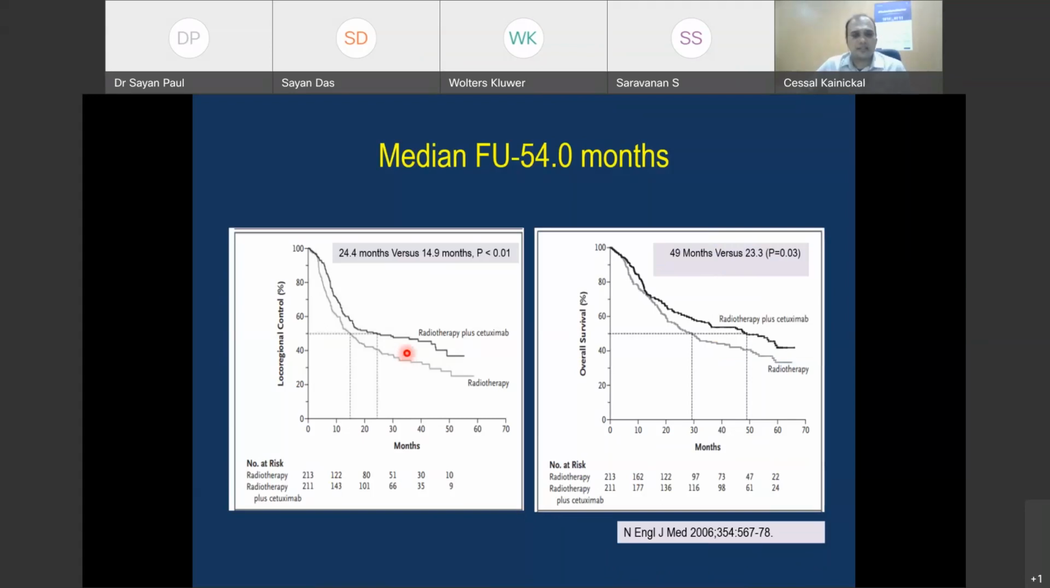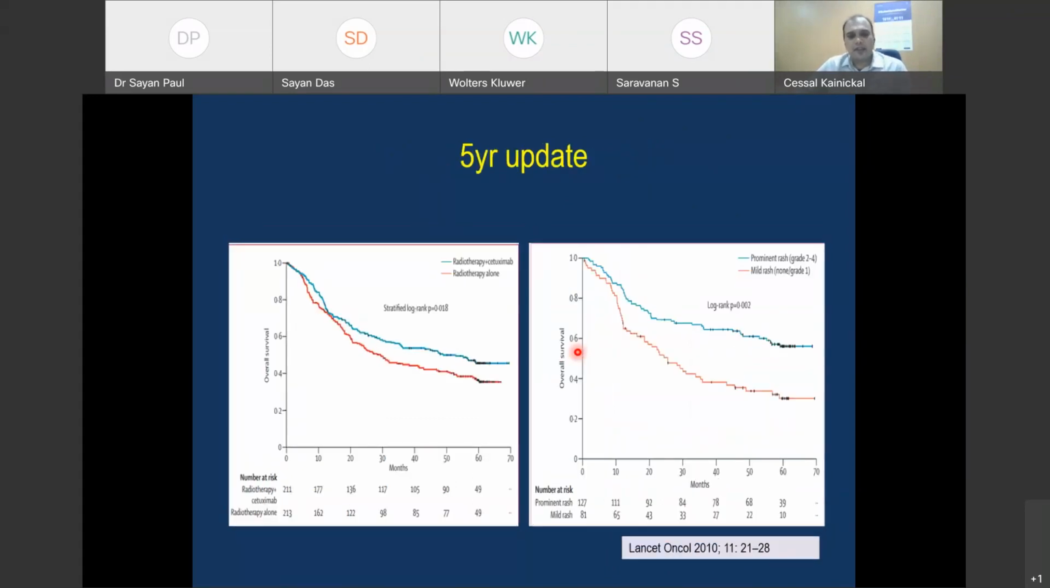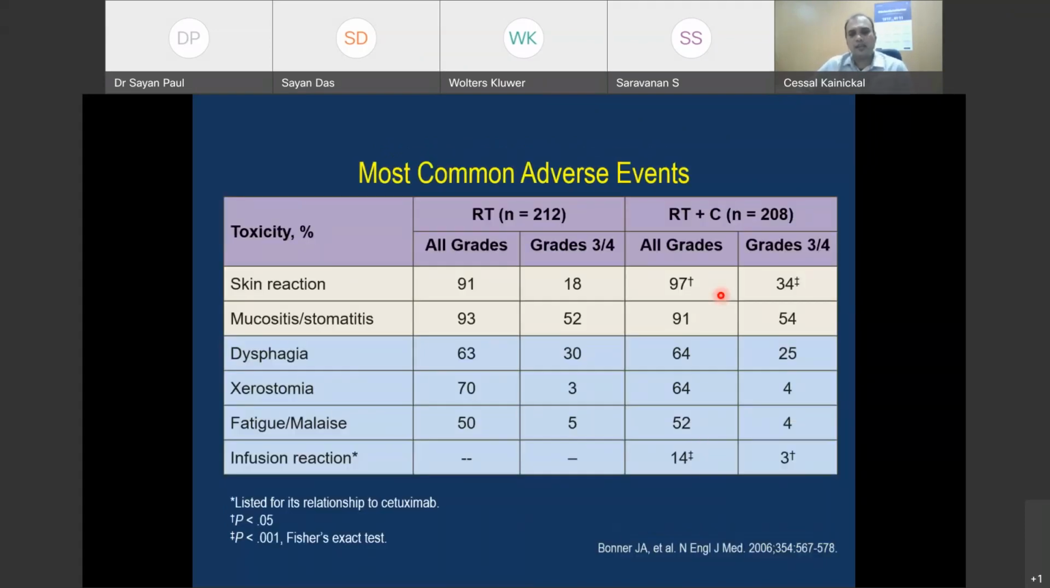Then if you look into the results, the locoregional control and the overall survival at a median follow-up of 54 months, when the initial data was published in 2006, showed a statistically significant improvement in locoregional control as well as overall survival. And the 5-year update showed two things. One, the overall survival was better in patients who received cetuximab compared to radiotherapy alone. And comparing patients who had no rash or grade 1 rash with those with grade 2 to 4 rash, there was a statistically significant difference between the patients who developed rash. So these were the two conclusions from the update.